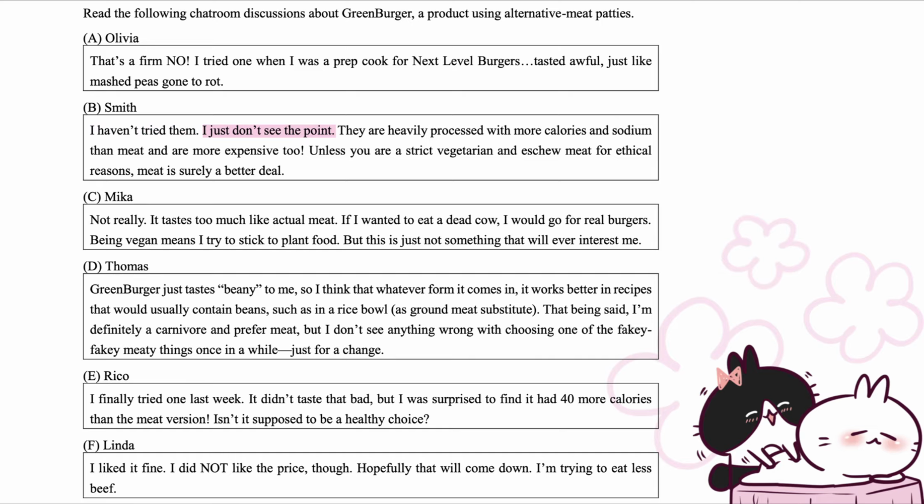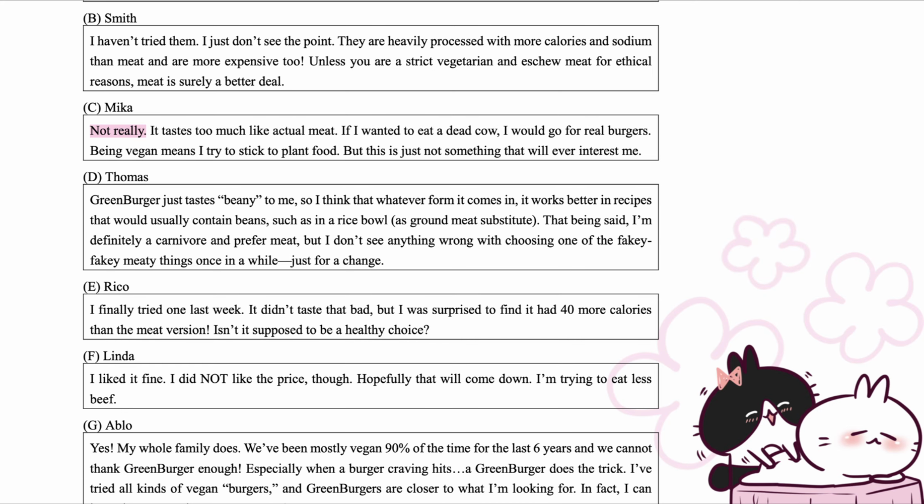B. Smith. I haven't tried them. I just don't see the point. They are heavily processed with more calories and sodium than meat and are more expensive too. Unless you are a strict vegetarian and eschew meat for ethical reasons, meat is surely a better deal. C. Mika. Not really. It tastes too much like actual meat. If I wanted to eat a dead cow, I would go for real burgers. Being vegan means I try to stick to plant food. But this is just not something that will ever interest me.